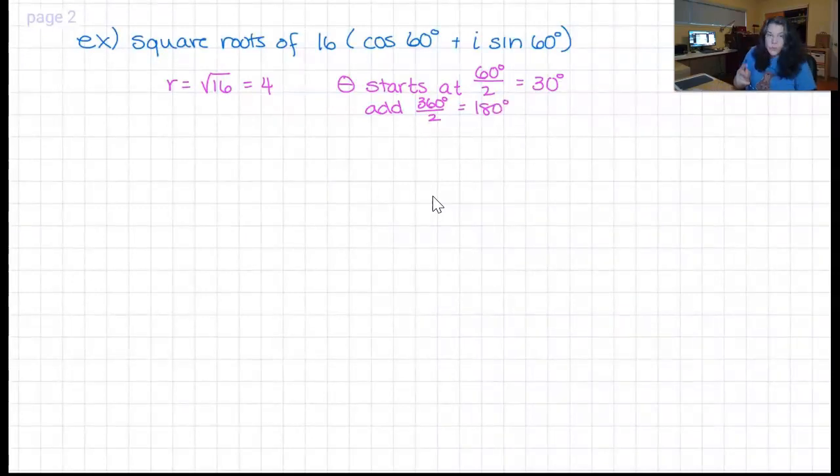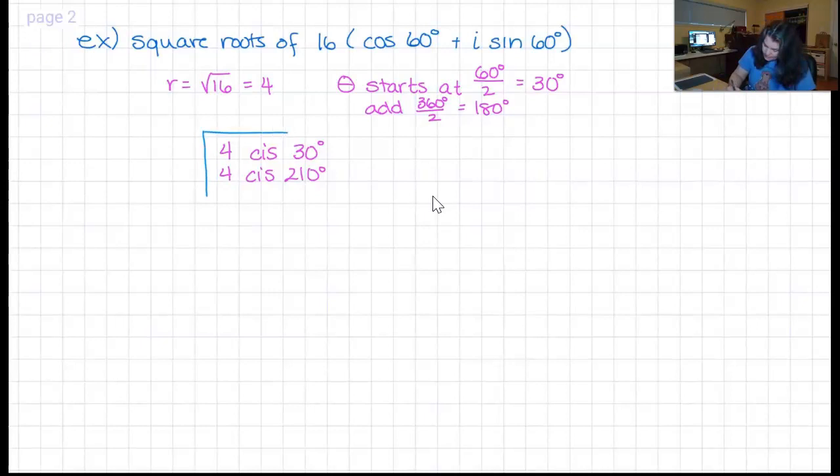So then my answers, I know it's square roots, 2, so I'm going to have 2 different answers. Each time my r is 4, and I start at 30 degrees because that's where theta starts, and then I add 180 degrees each time. In this case, I only have to add it one time. So I add it once, and I get 210 degrees, and those are my answers. If you have to change it back to standard form, you change it back to standard form, but that's it. So the formula makes it look more complicated than it really is.